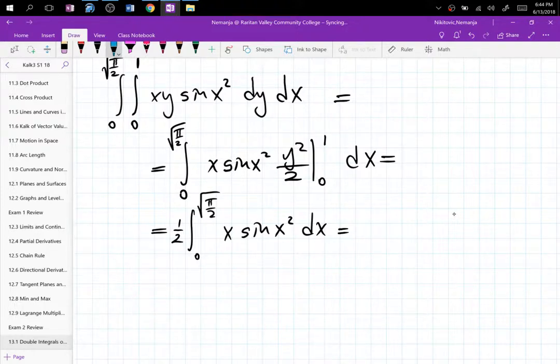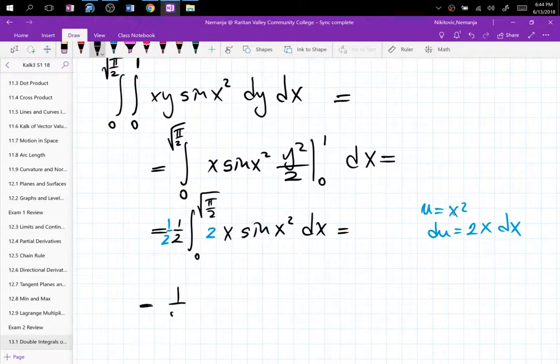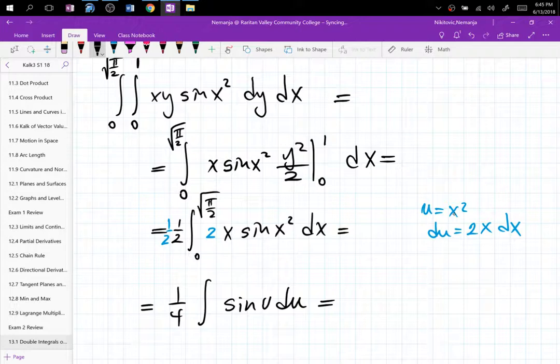Yes, u-sub. Very good. So u is equal to x squared, du is equal to 2x dx. I do not have 2x, so I will have to fix that. I will plug in 2, and I will also plug 1/2 outside to balance it out. So now I have 1/4, half times half, integral. Inside I have sine u du. That's basic calc 1. And I still have to deal with limits.